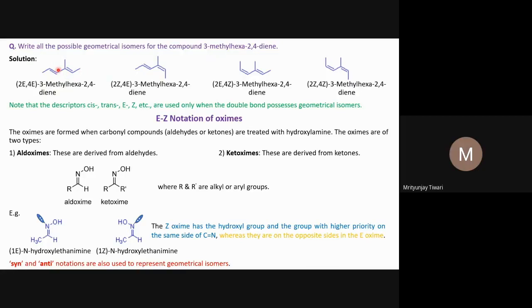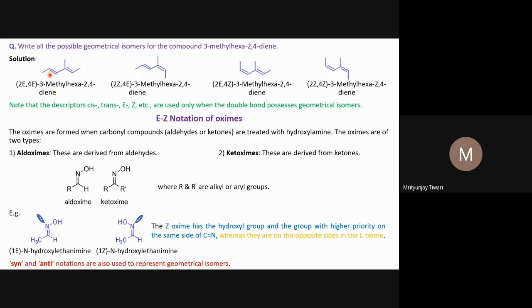Why is this one the higher priority group? Because this is an olefinic carbon with a CH3 group, and then carbon, hydrogen. Here we see carbon and a carbon double bond, so the double bond carbon is counted as carbon, then hydrogen. So carbon, hydrogen. At the second position we see the difference. This is C, H, H; this is C, C, H. So this will be given higher priority, and the higher priority groups are on the opposite side. So this is the E form.